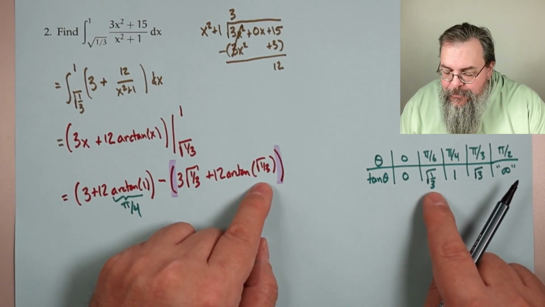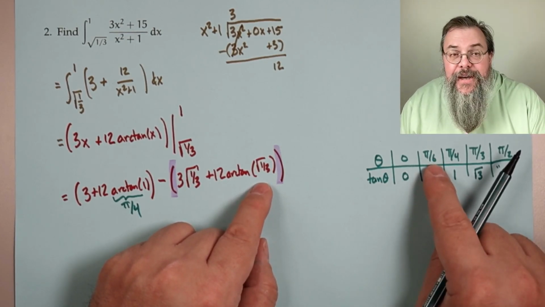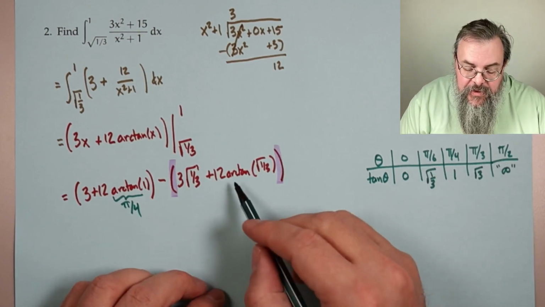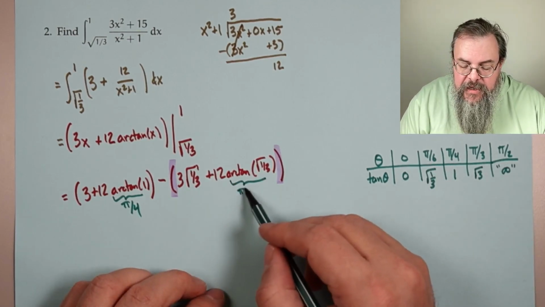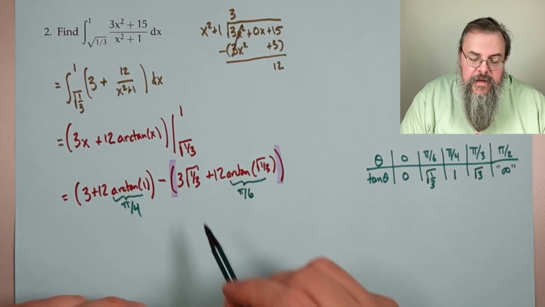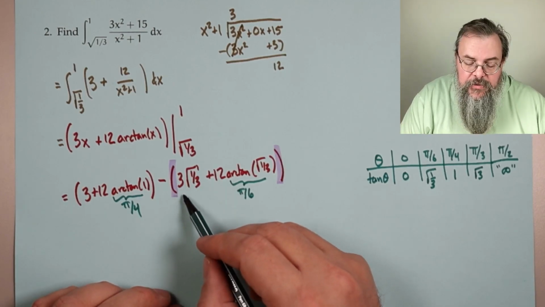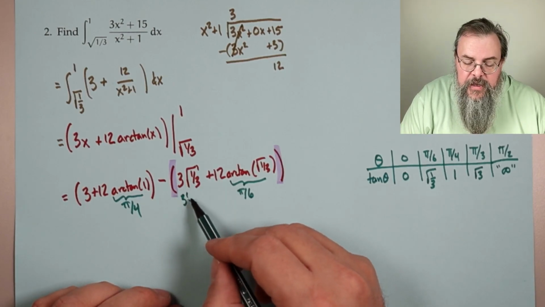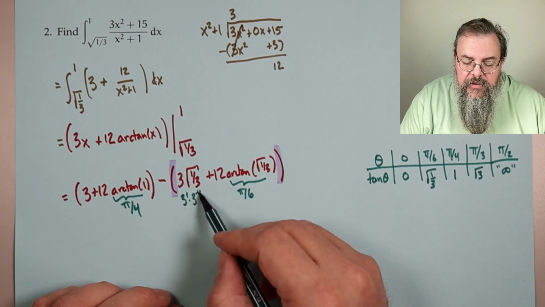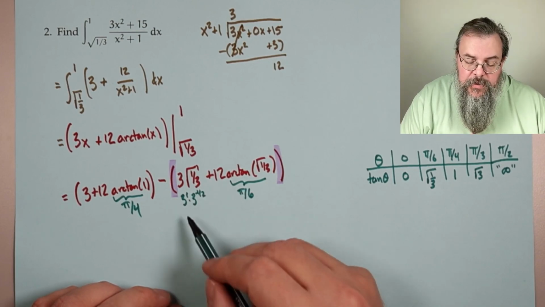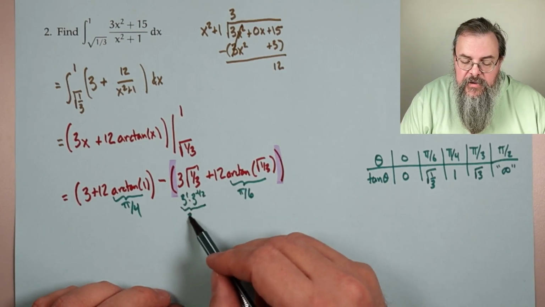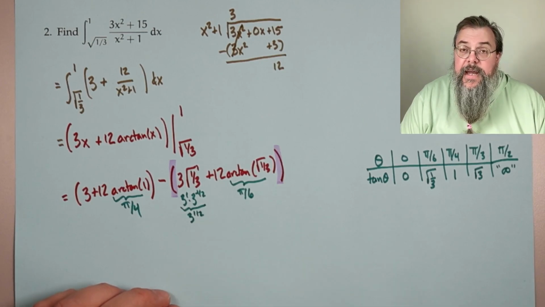Okay, and what's the angle? Pi over 6. So this is pi over 6. Now here, 3 times 1 over root 3, you can really think of this as 3 to the 1 times 3 to the minus 1/2. So when you put these together, you add and you end up with 3 to the 1/2.